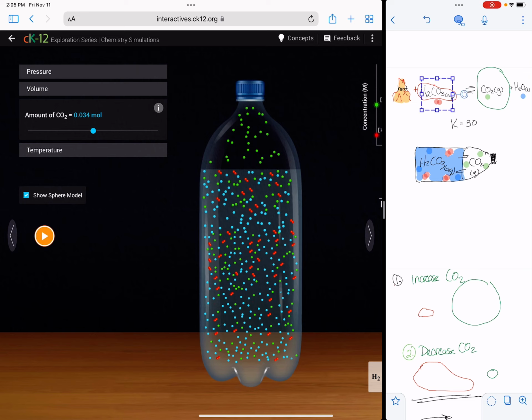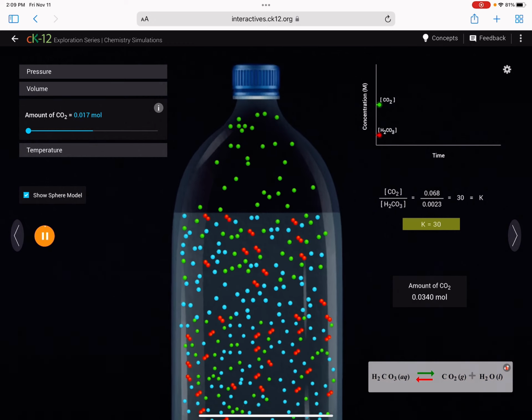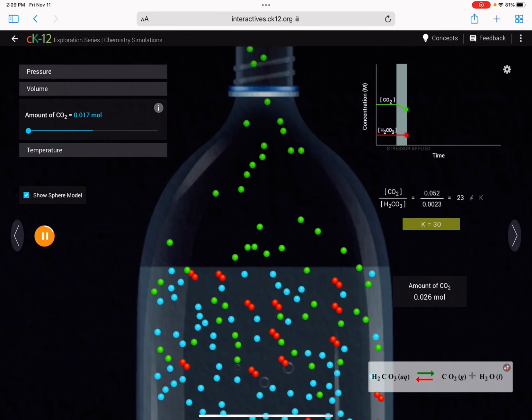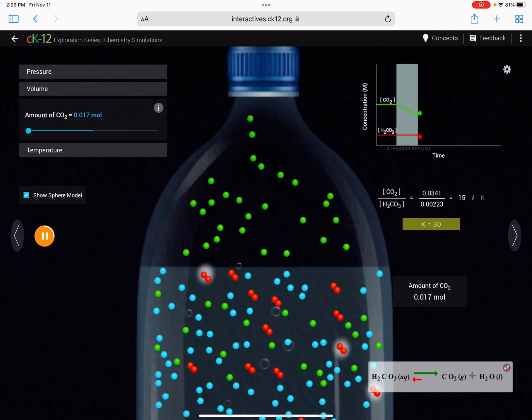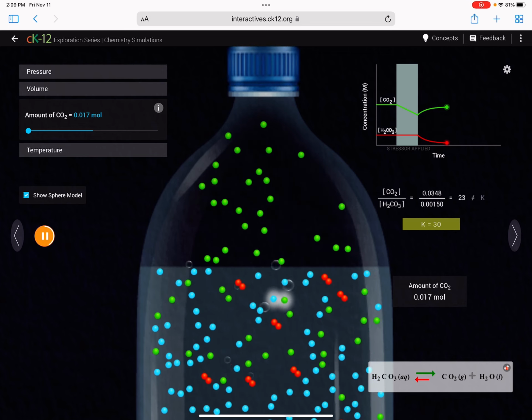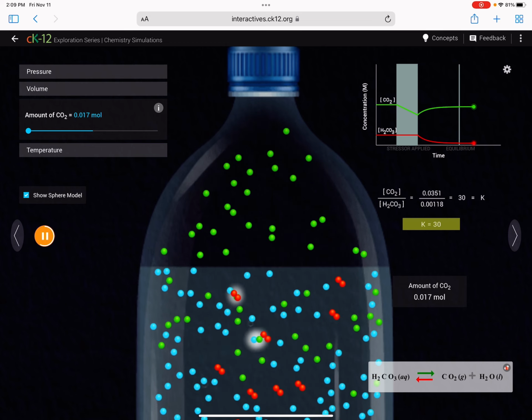Let me do it again. And watch the K value this time. Again, we are removing CO2, so the top number gets lower. So you can see that top number is going down. Now look, see the bottom number? It's also going down, with a little bit of the top number going up too, but the bottom number is going down until we hit that 30 value.